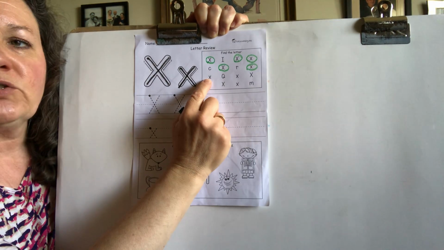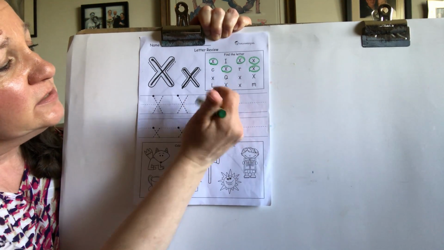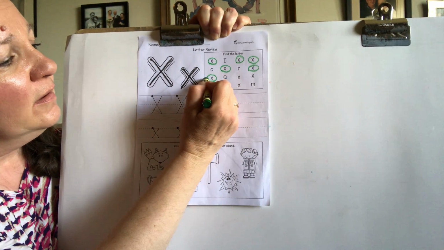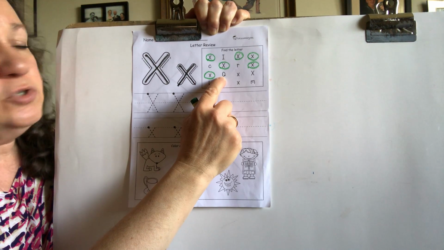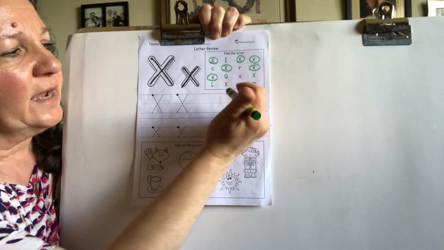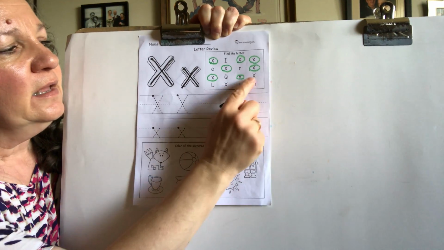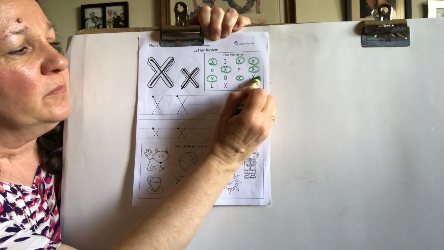Okay, come down to the next row. What letter do you see? That is an X. So let's circle that one. And next to that, what letter is this one? That's a Q. Should we circle it? No. What about this one? That's an X. Circle your lowercase x. And what about that? Yes, that's a capital X. Let's circle that one also.